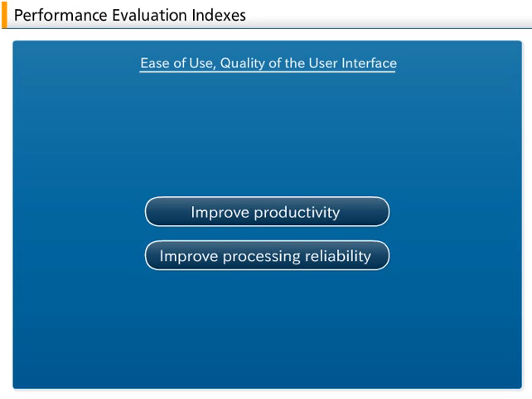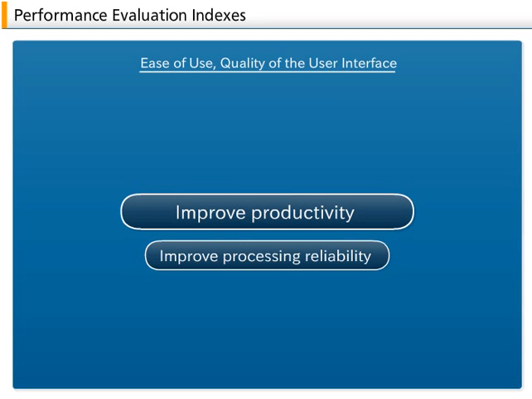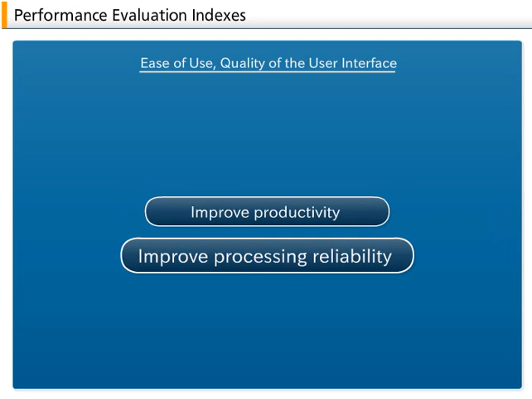6. Ease of use, quality of the user interface. Whether or not the user is provided with an easy-to-use environment is an important measurement. An easy-to-use environment improves productivity and processing reliability.